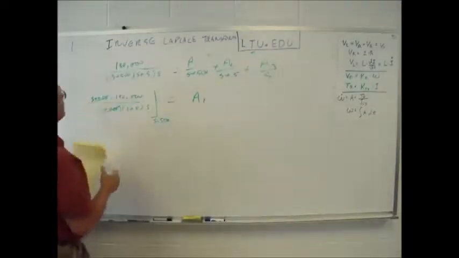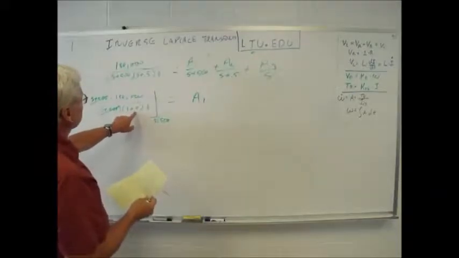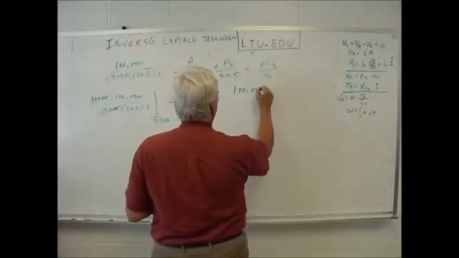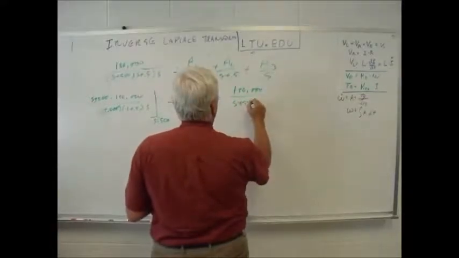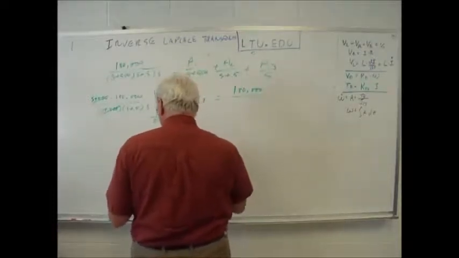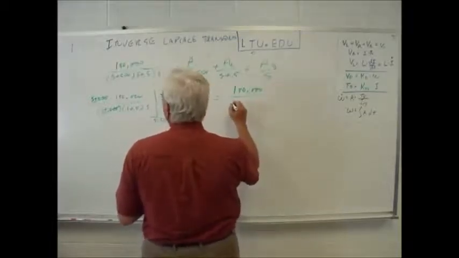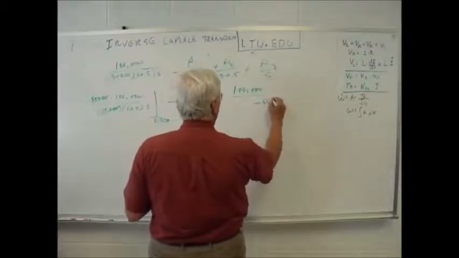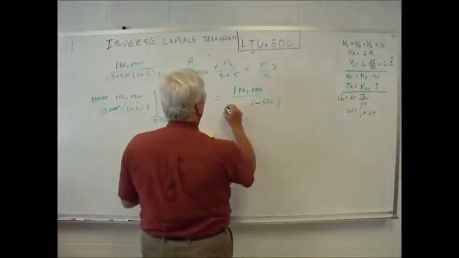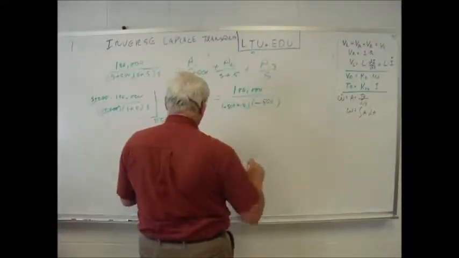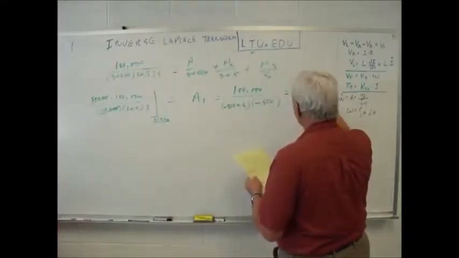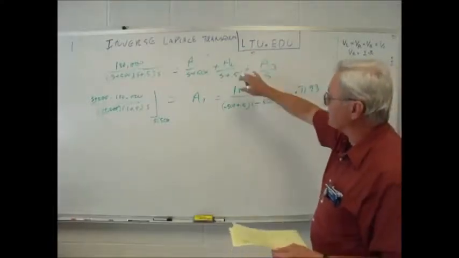This cancels with this. So now I have 180,000 over S plus 0.5 times S. I'll write that out. 180,000 over S plus 0.5 times S. Not S plus 500, I'm evaluating it at S equals minus 500. So I get minus 500 is my S term here, and this one here is minus 500 plus 0.5. And that's A1, and that comes out to be 0.7193. Not exactly the answer we got before because we had cheated a little bit and rounded things out.